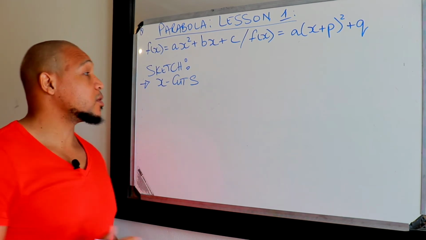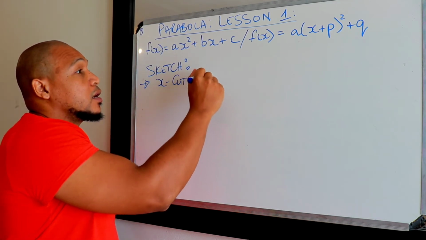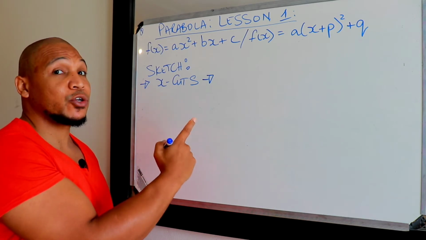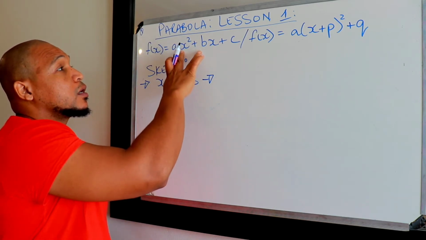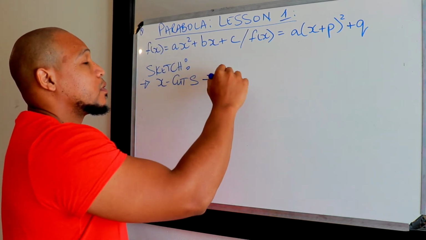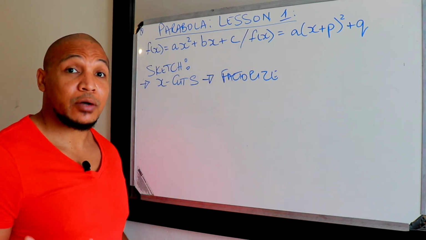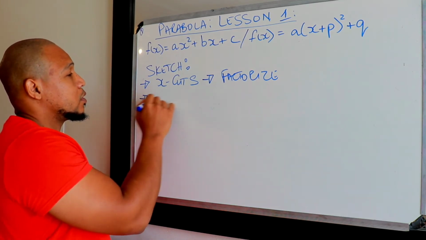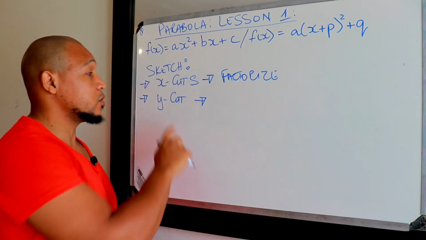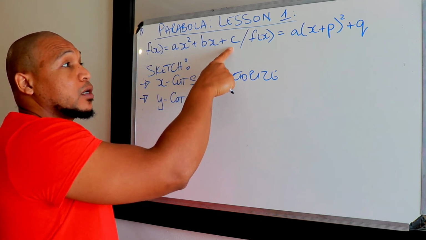Okay, to sketch the parabola, the first thing you would need to know how to do is to find the X cuts. This is where a parabola will cut your X axis. The way we do it is we factorize our equation. So you would need to know how to factorize. You would know where to find the y-cut, and obviously, as we said, the y-cut you can simply read off your equation.